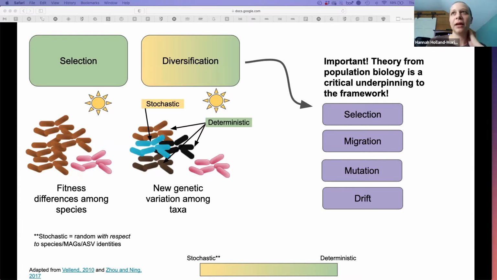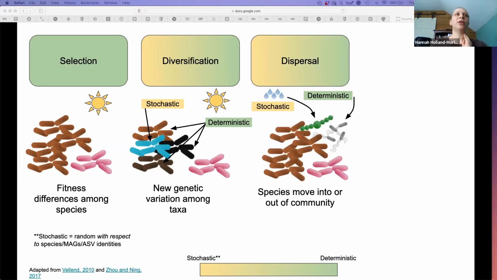Okay, next slide, please. Okay, so dispersal. We tend to think of dispersal as being primarily stochastic in the systems we're thinking about, but it can also be deterministic. An example of stochastic dispersal would be a rain event not related to the species identities. It just comes through and maybe sweeps a species off its feet and into a new community. Or it could be deterministic. Perhaps a species has a flagella that allows it to move into a new space, or maybe when that rain event happens, it can create an ooze and be able to move to a new location.